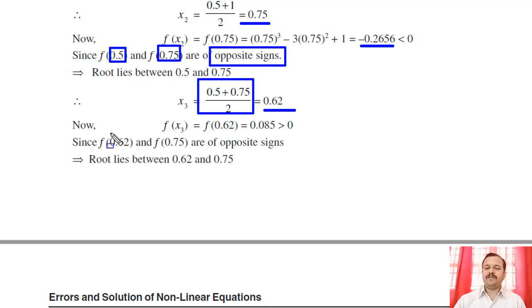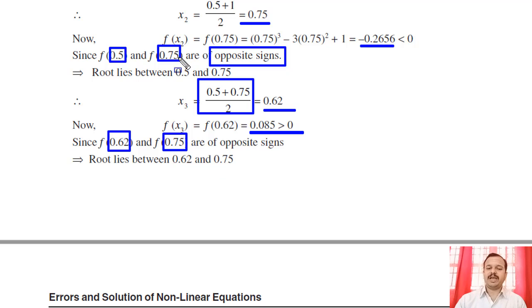So what we do, we will go for finding f at x3. So f at x3 we got as positive. f at x2 was negative, f at x3 is now positive. So what is now our conclusion? Our conclusion is the root is in between 0.75 and 0.62. See, 0.62 is positive whereas 0.75 was negative. And therefore we can say that the root lies in between these 2 points. So 0.62 and 0.75 are the new points in between which the desired root is existing.